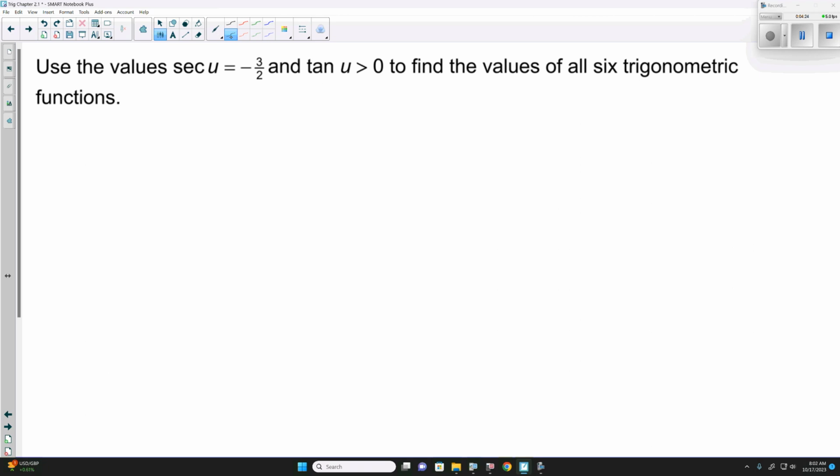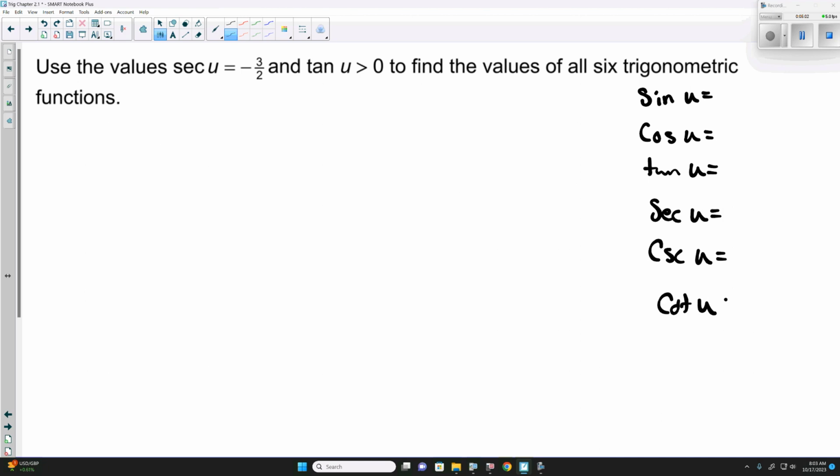Find the values. Secant of u equals negative 3/2, and tangent of u is greater than 0. To find the values of all 6 trigonometric functions. So we need to find all 6. Well, really we're finding 5. Because out of all of them, sine of u, cosine of u, tangent of u, secant of u, cosecant of u, and cotangent of u. We do have 6 trigonometric functions we need to find the value for.